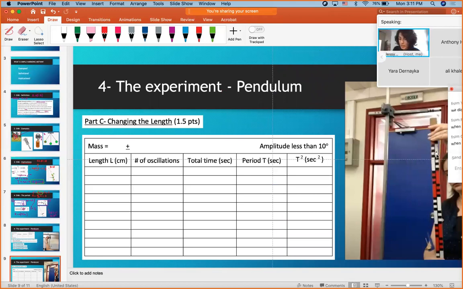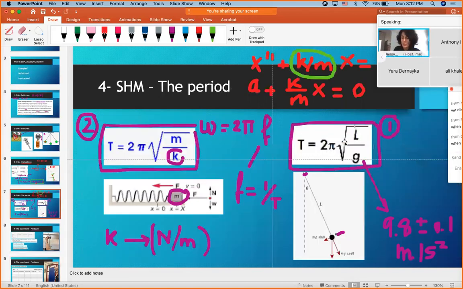We're gonna change the length using this ruler. Okay, it is a regular ruler. It's the same ruler I used in projectile motion, if you remember. I will be giving you one mass, so the mass is constant. The amplitude is less than 10 degrees, which means you can go back to this equation: 2 pi radical L over G.